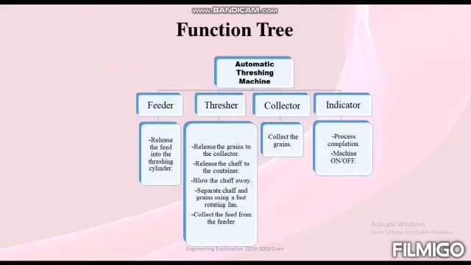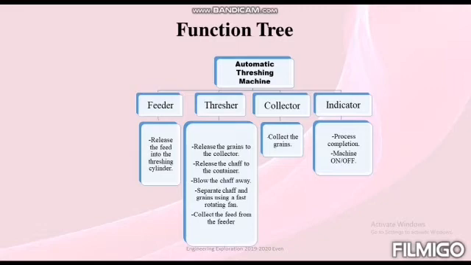Moving on to the function tree. Our automatic threshing machine mainly has 4 parts. Those are feeder, thresher, collector and indicator. The feeder is the part where the maize or the grains are fed. It releases the feed into the threshing cylinder.